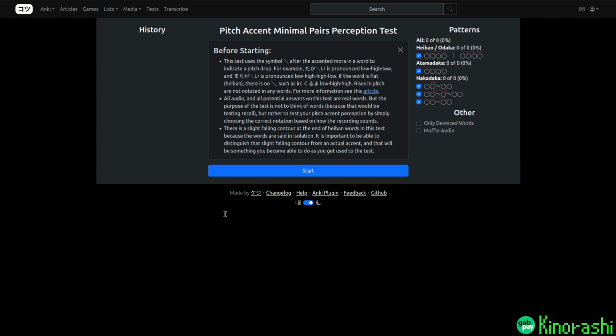二つ, futatsu. 二つが, futatsuga. 二つな, futatsu na.